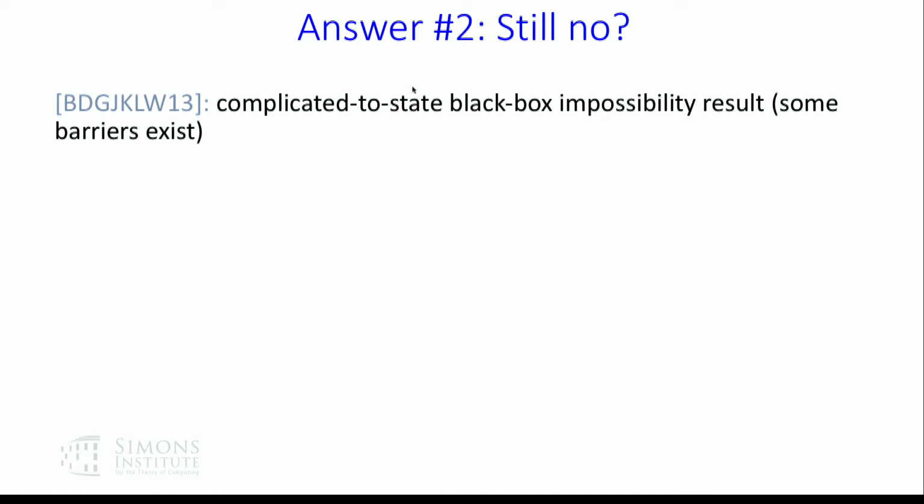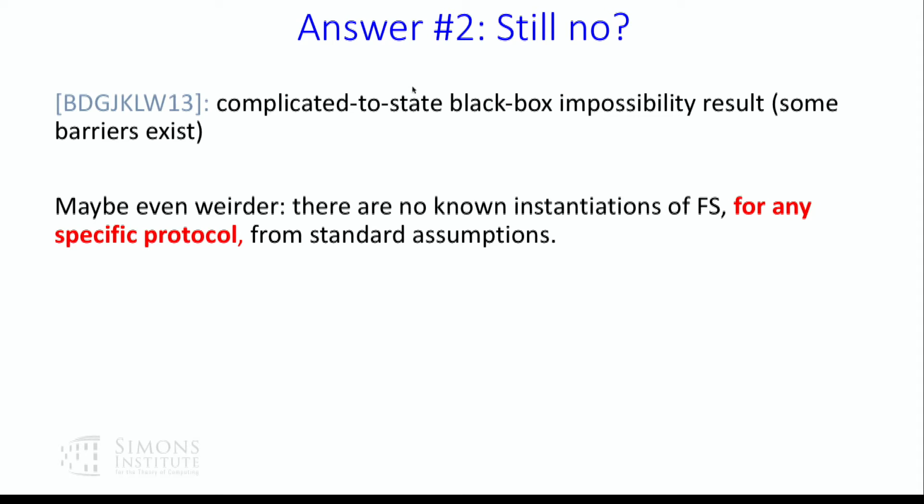There were some negative results. I don't want to get into the details, but there are some kinds of black box impossibility results for instantiating Fiat-Shamir even in this restricted setting. So that might scare you. I think the scarier thing is that you take any protocol you want. You could talk about Kilian, that seems hard, but you could also talk about classical zero-knowledge protocols from the 80s. Take any specific one of them that you want and ask, can we do Fiat-Shamir for it? Any specific one of them. And there was no answer until quite recently, which I think is pretty bizarre.